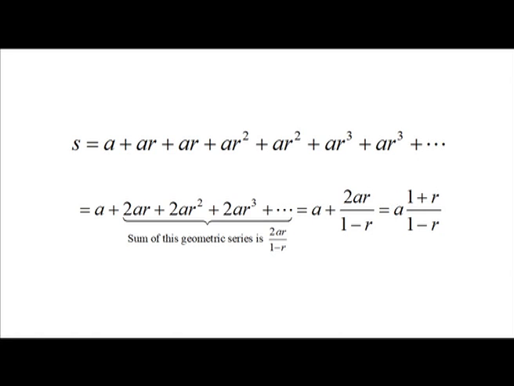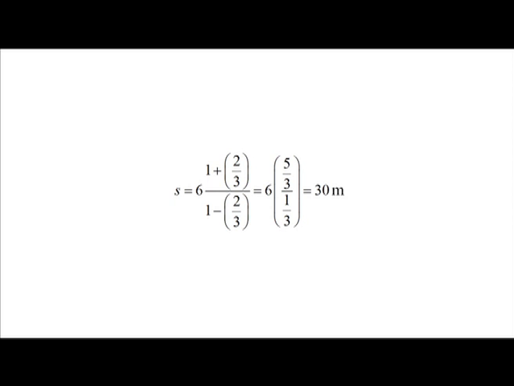The sum is s = 2ar/(1 − r), which is equal to a(1 + r)/(1 − r). If a = 6 and r = 2/3, the distance is s = 6 × (1 + 2/3)/(1 − 2/3), which is equal to 6 × (5/3)/(1/3), which is equal to 30 meters.